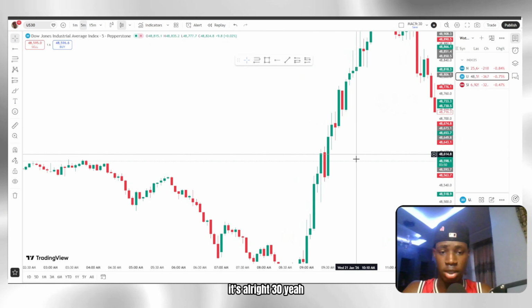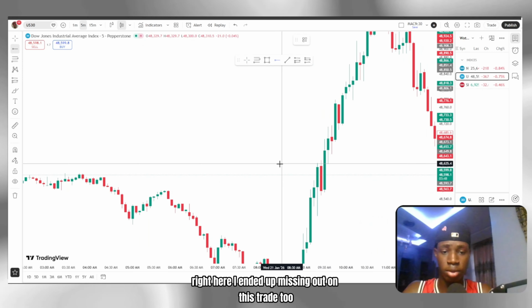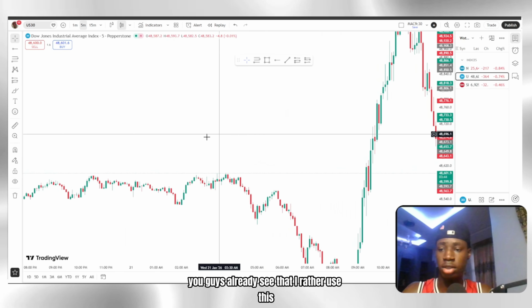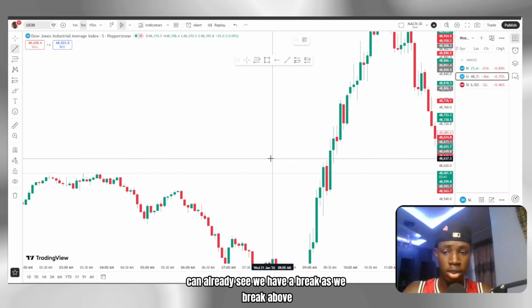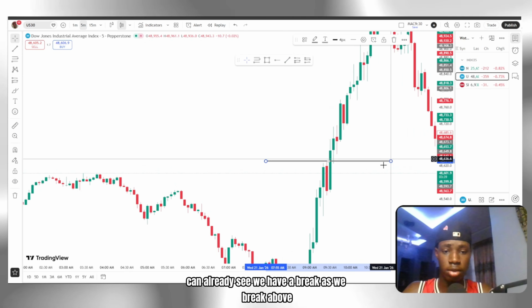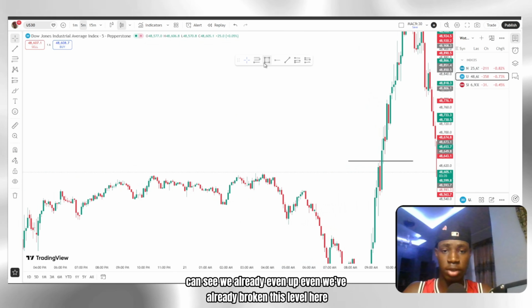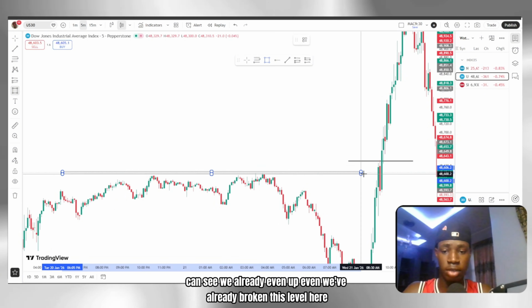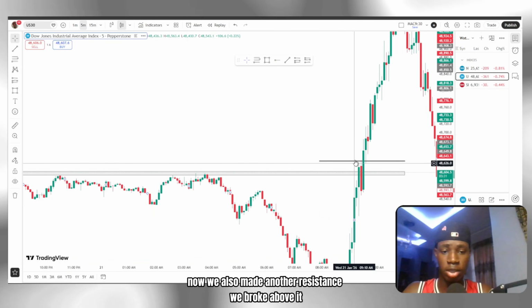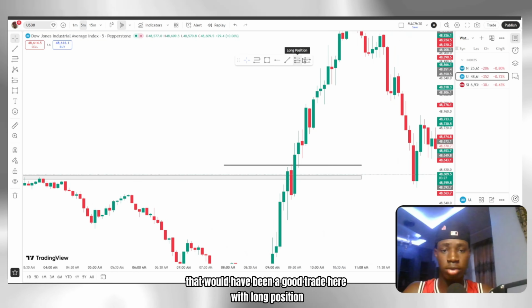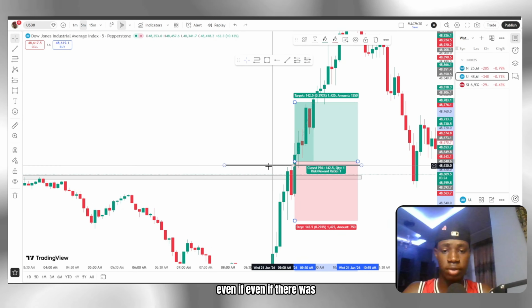So at 30, yeah, right here. I ended up missing out on this trade too. You guys already see that. Why would I use this? Can already see we have a break as we break above. You can see we've already broken this level here. Now we also made another resistance. We broke above it. That would have been a good trade here with a long position.